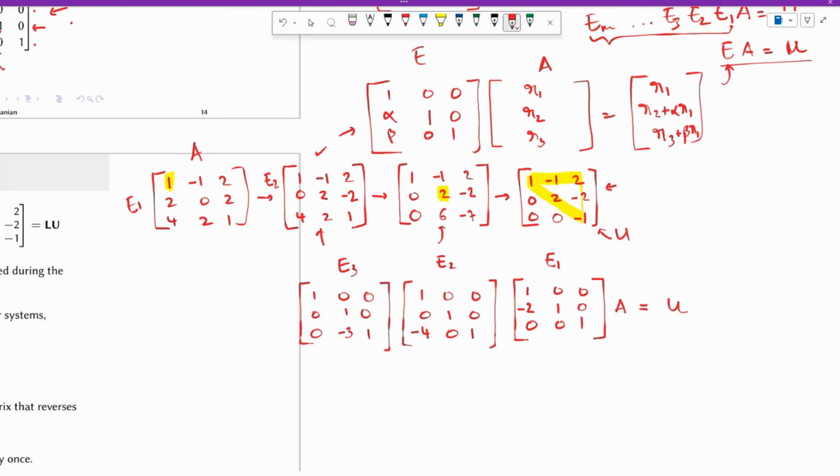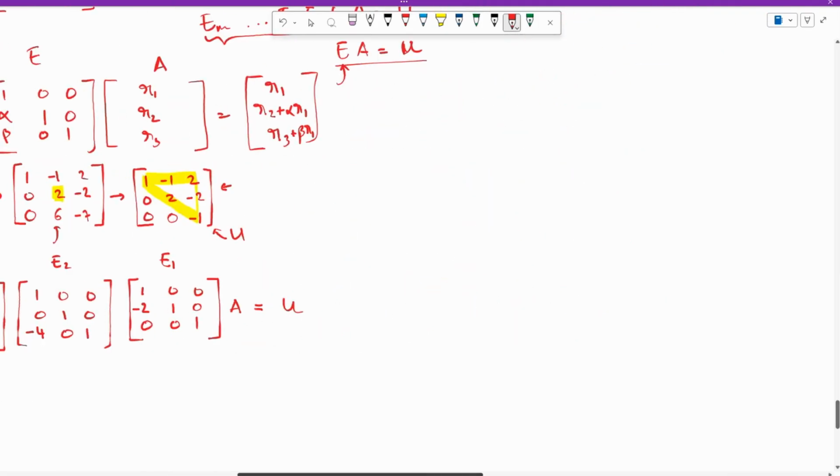Now, if you remember your matrix inverses, what can you say about this? If I have matrices A and B, both are square and both are invertible, what can you say about this? Will it be A inverse B inverse or B inverse A inverse?